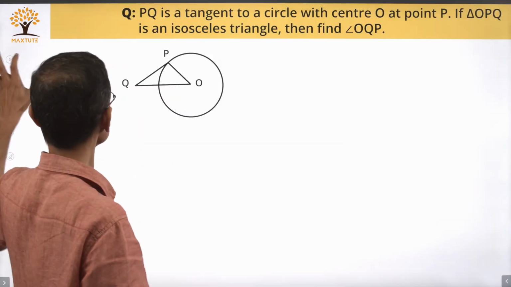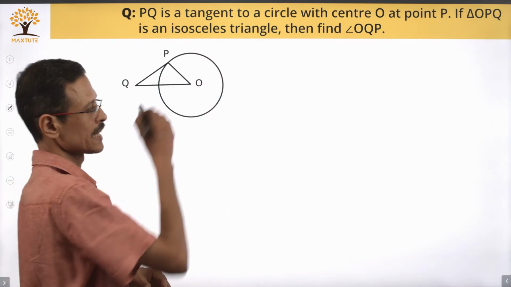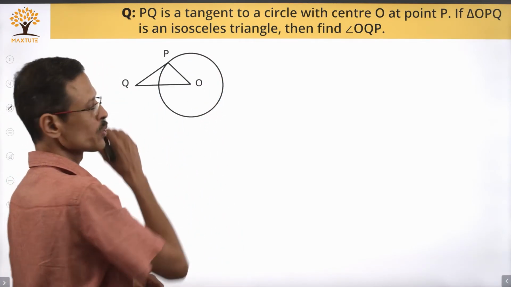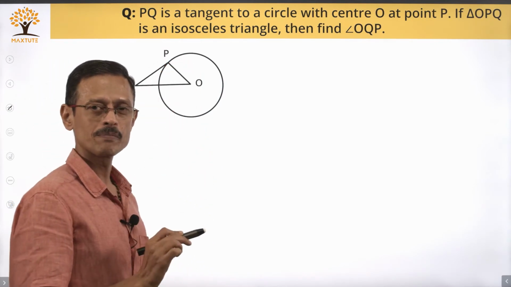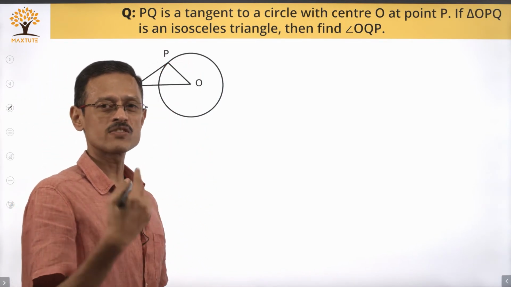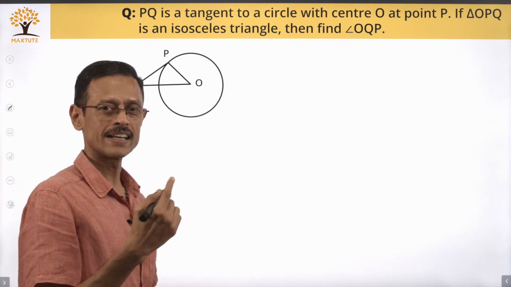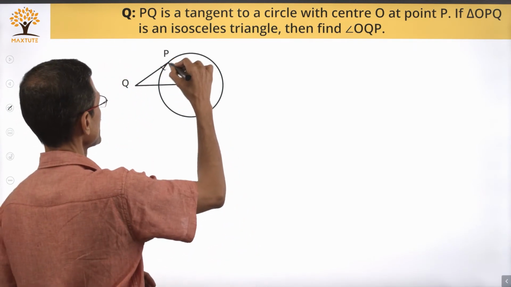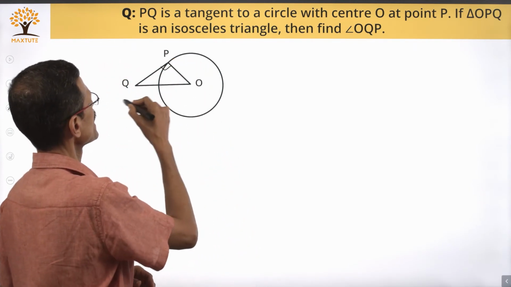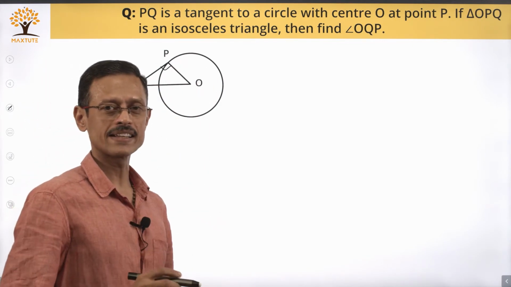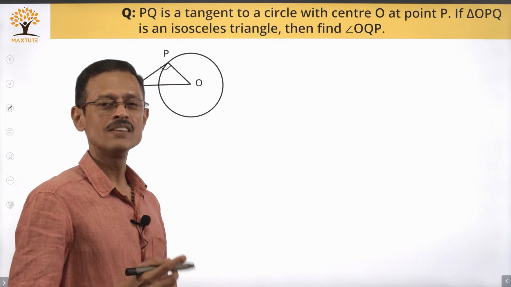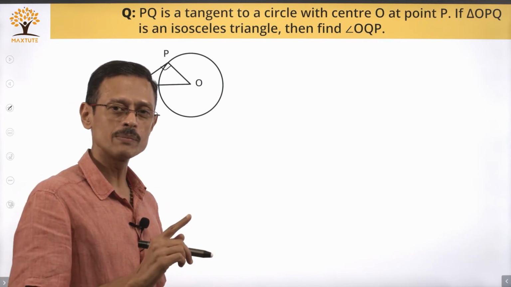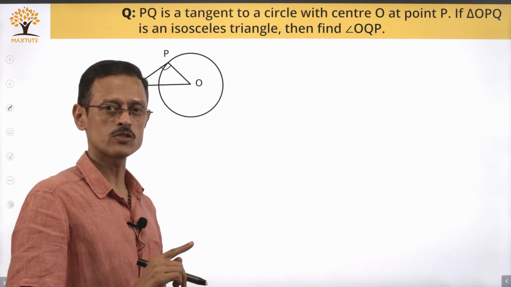We'll draw the circle and the tangents, right? Circle with center O. From an external point Q, we have drawn a tangent PQ, which touches the circle at P. First property, the place where the tangent touches the circle, draw a radius. The radius and the tangent will be at right angles to each other. So this angle OPQ is equal to 90 degrees. The question mentions that this triangle is an isosceles triangle. If it's an isosceles triangle, two angles will be equal and correspondingly two opposite sides will be equal.